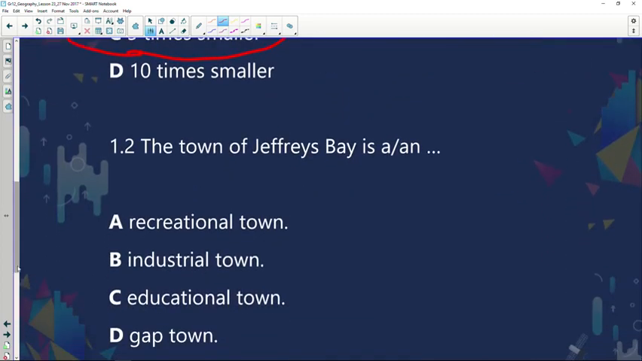Now, like I've mentioned, the town of Jeffreys Bay is: a recreational town, industrial town, educational town, or gap town. Like I've mentioned, Jeffreys Bay is quite famous for its waves and surfing activities taking place over there. So if you think of surfing, it's definitely a recreational town. So the correct answer will be A.